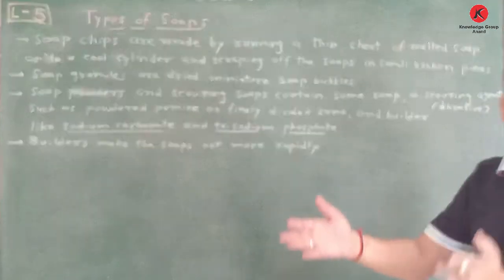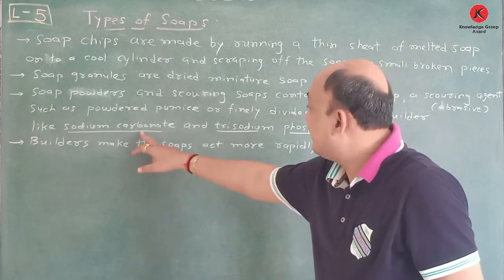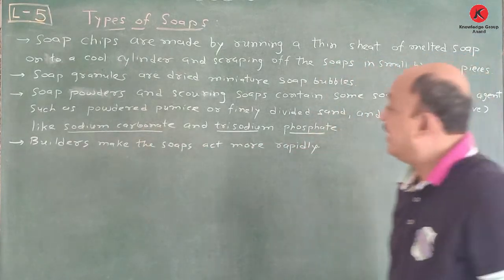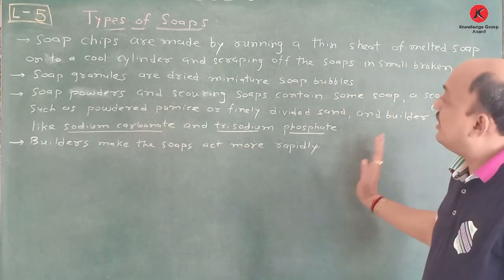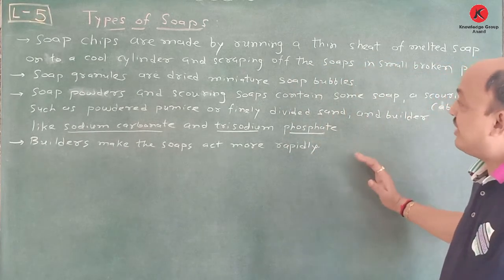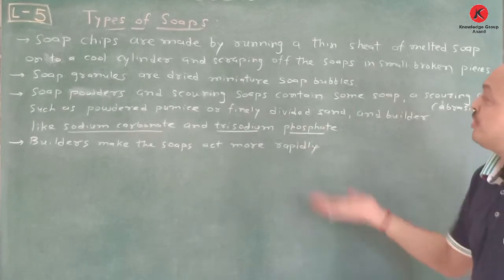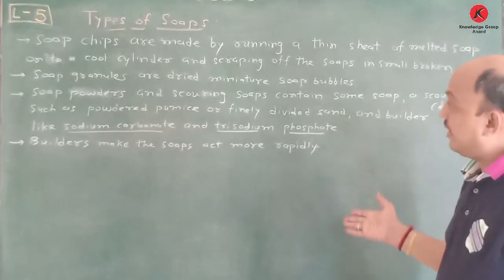If a soap is made with a builder, in terms of chemicals the builders are sodium carbonate and trisodium phosphate. And these builders make the soaps act more rapidly. So this is very important information regarding types of soaps. Make a screenshot of this, and now we switch to our next topic.